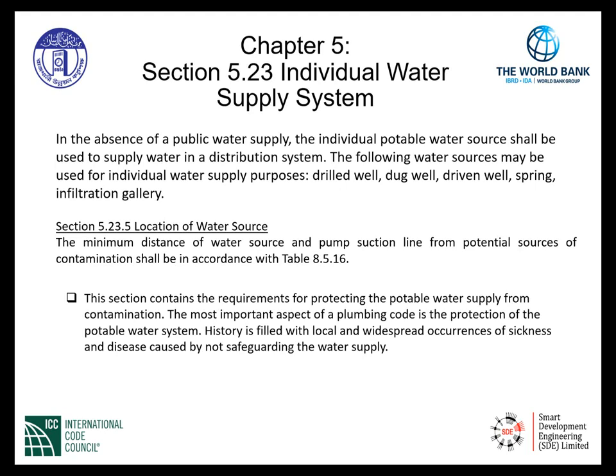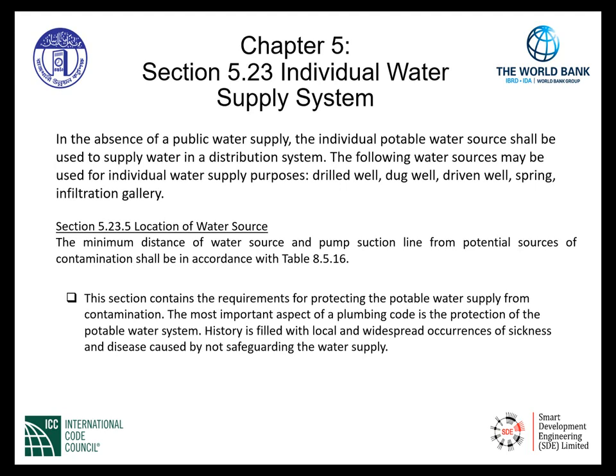Section 5.23, Individual Water Supply System. In the absence of a public water supply, the individual potable water source shall be used to supply water in a distribution system. The following water sources may be used for individual water supply purposes: either a drilled well, a dug well, driven well, spring, or an infiltration gallery. Section 5.23.5 gives us requirement for location of water source.